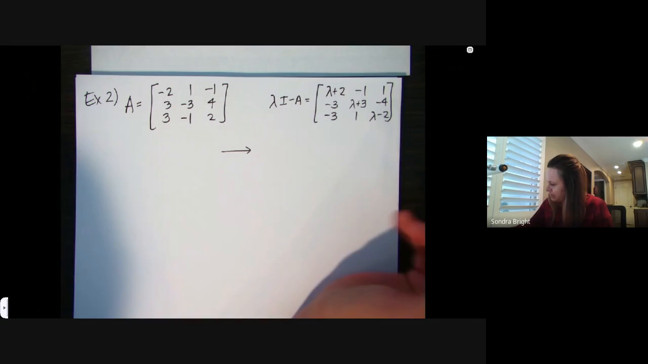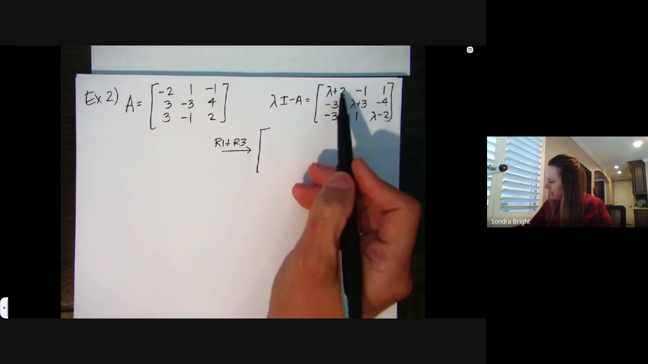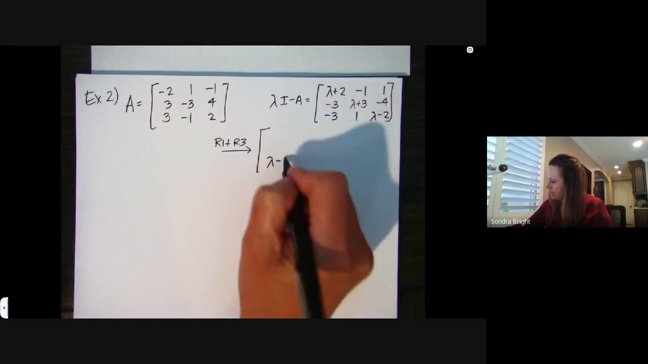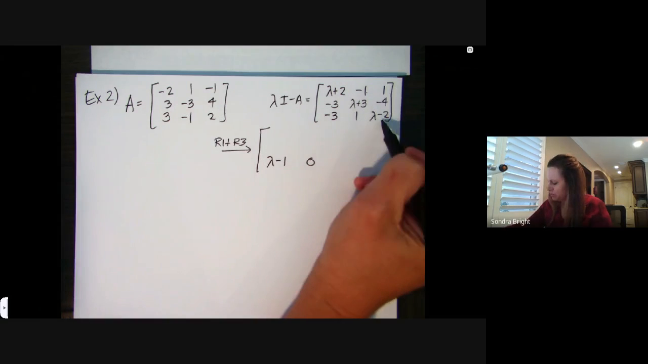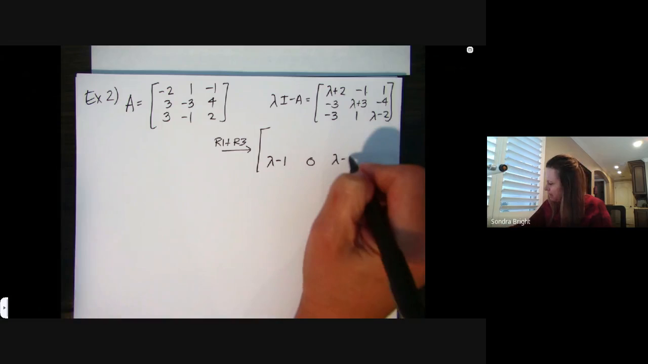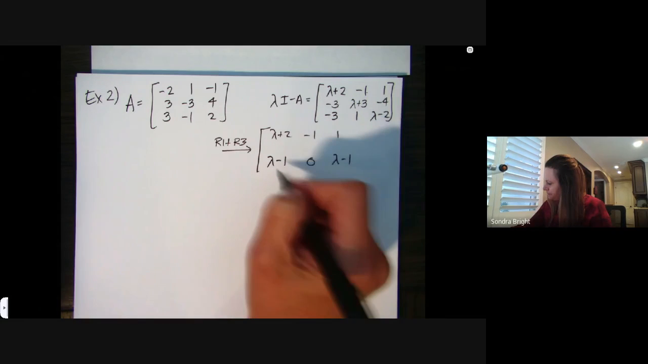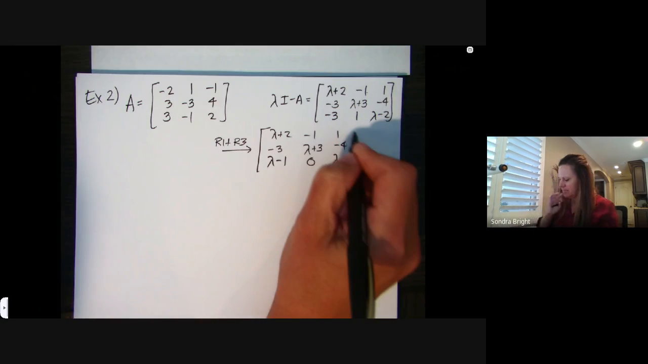But row 1 plus row 3 will at least zero something out for me. Lambda plus 2 and then a minus 3 will leave me with a lambda minus 1. Negative 1 plus 1 will give you a 0. 1 plus lambda minus 2 will give you a lambda minus 1. And then I'll just go ahead and leave everything else alone. Just try to save yourself some steps in doing that.